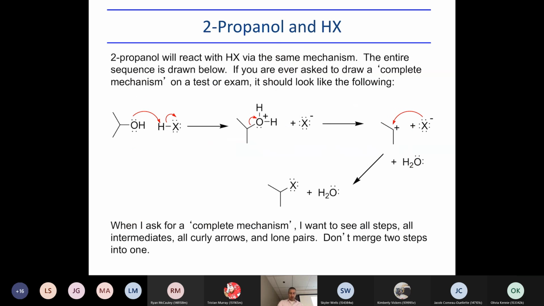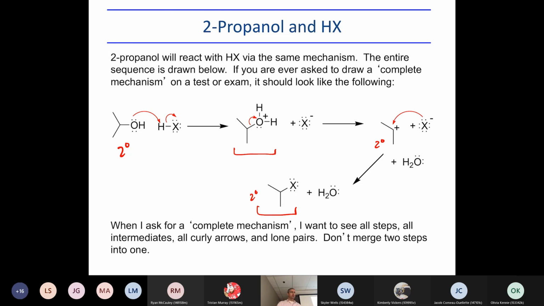2-propanol, same thing. We're going to take the secondary alcohol in this case, react it with some molecule HX, which is HCl, HBr, HI, not HF because it's not a strong enough acid. And you proton transfer to make the oxonium, lose the leaving group, which is water, to make a secondary carbocation, nucleophile attacks, and you get your secondary alkyl halide.